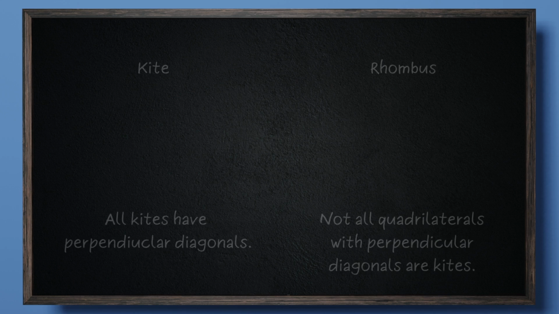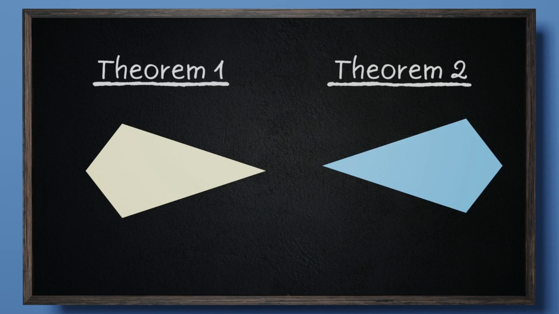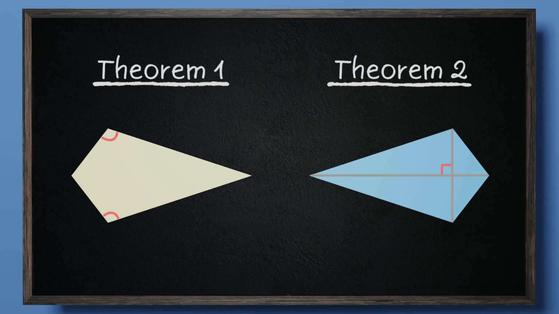And that about wraps it up for kite theorems. These two theorems are the conditions we will use to determine if quadrilaterals are kites. Let's take a look at a couple of examples.